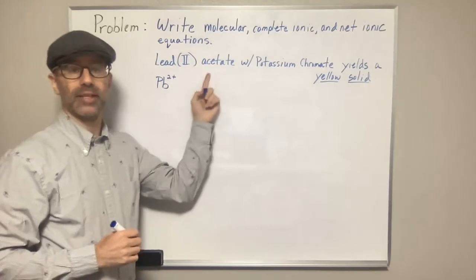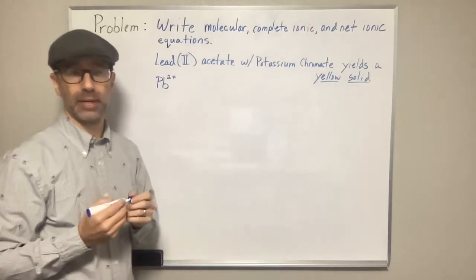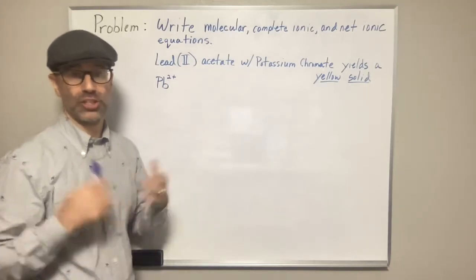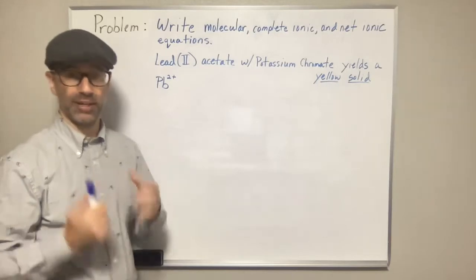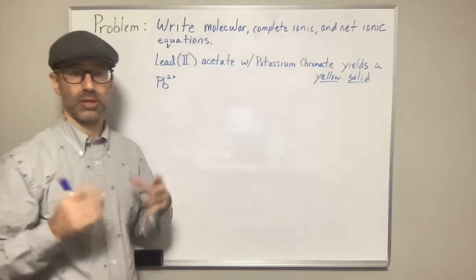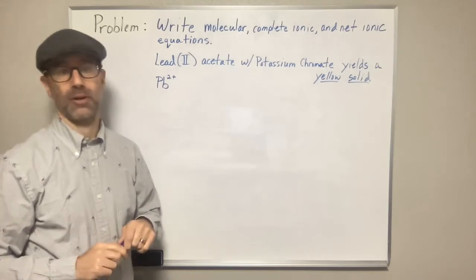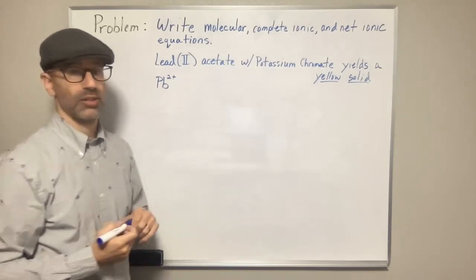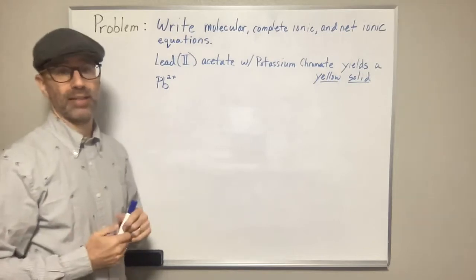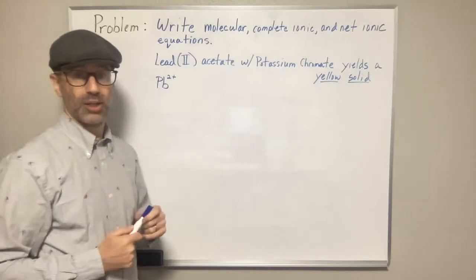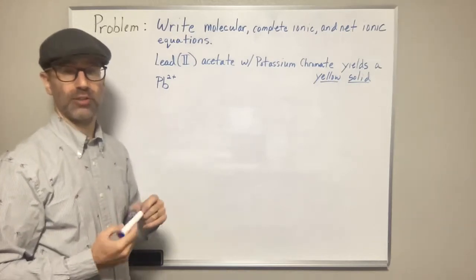Acetate is a polyatomic ion, so you need to know your polyatomic ions and their charges. Your teacher's probably already told you that you need to memorize them, and he or she probably gave you some sort of chart to memorize. So you need to know those. I have a video on polyatomic ions, so if you want to go to that one and get a refresher, please do.